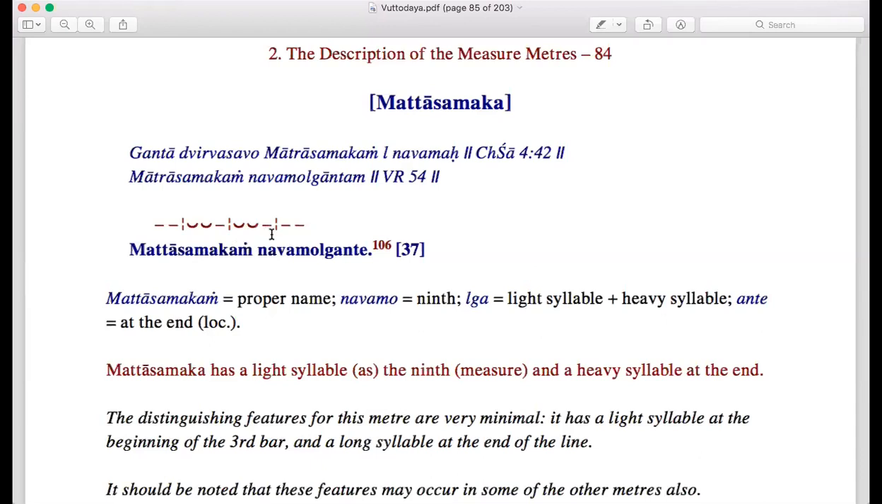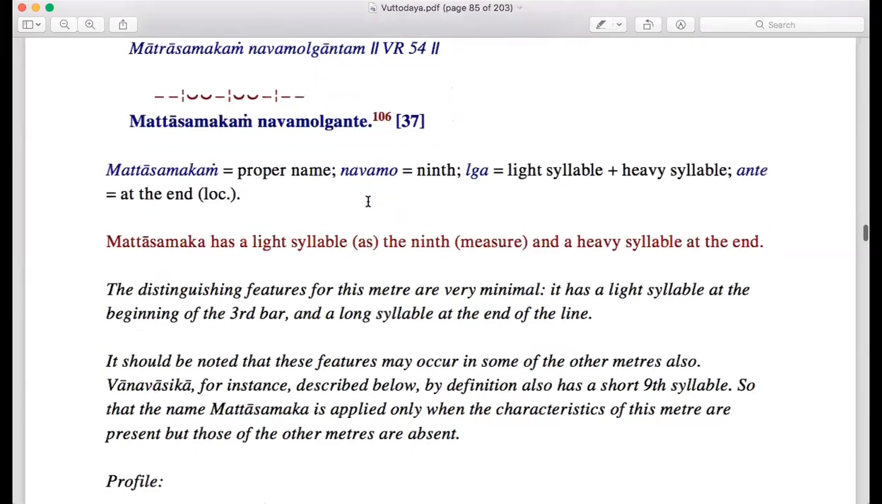The second rule is that the ending measure should be a heavy measure, and that is also heavy here. If you count all the measures in this verse, there should be 16 measures, not 16 syllables, but 16 measures. Is that clear for you?